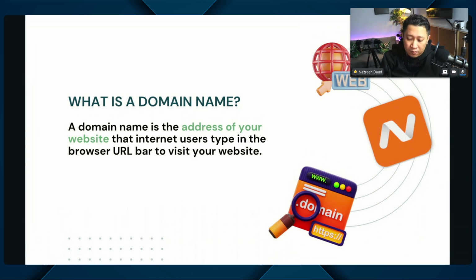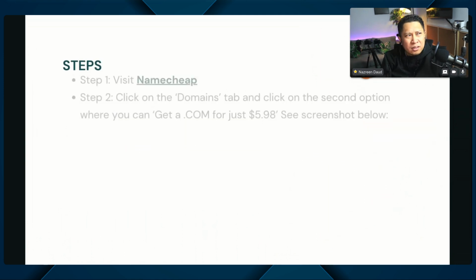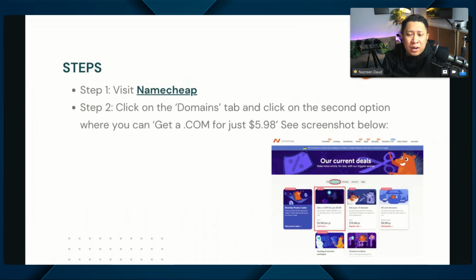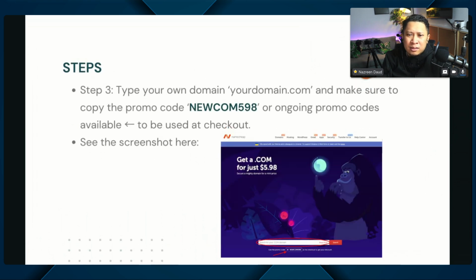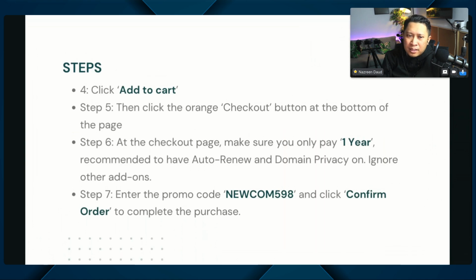Okay, but there's an offer. Namecheap, I think, will give you about $5 per year for any new ones. 598 for the first year, and then subsequently, I think it's about 12 or $13. I can't remember. So yeah, the newcomer for first timers. So these are the step by steps.